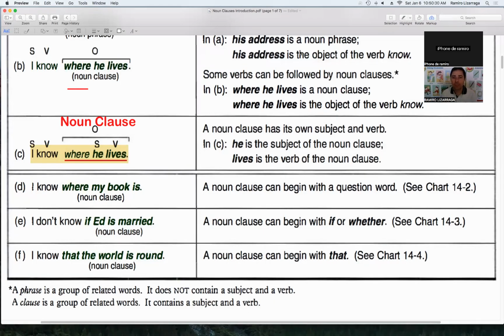So let's continue. Okay, so take a look. A noun clause has its own subject and a verb. We already said that. He is the subject right here of the noun clause. Lives is the verb of the noun clause.